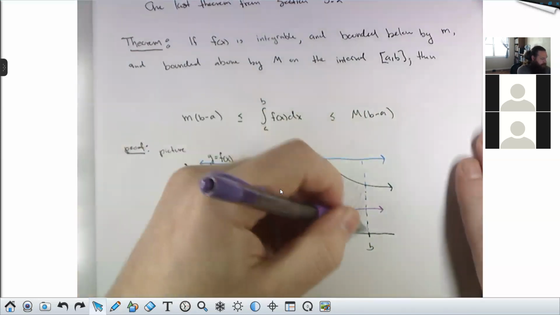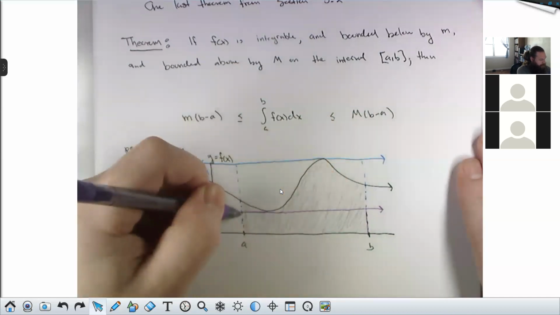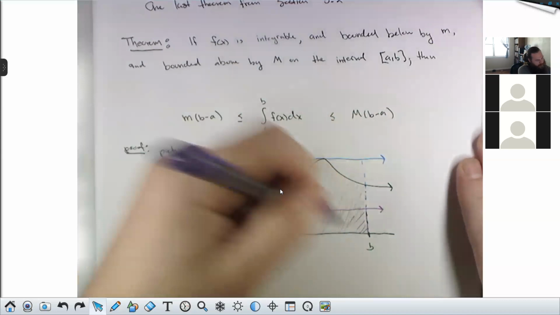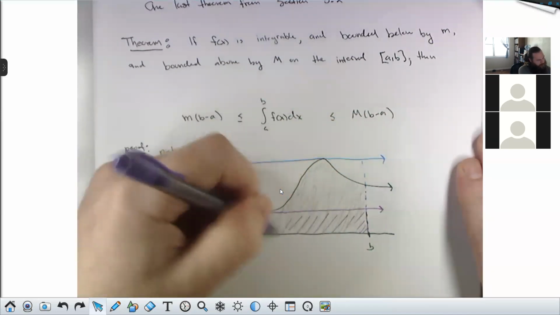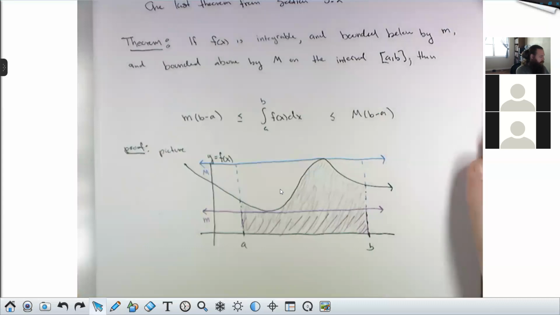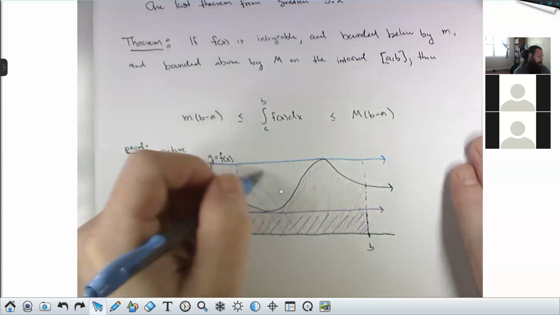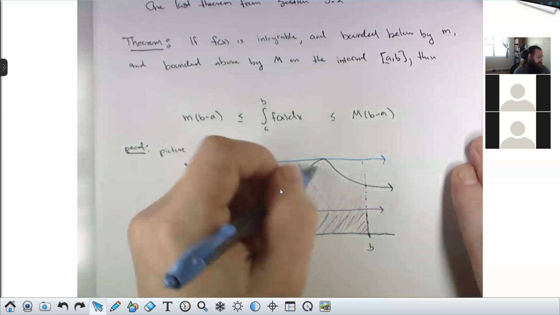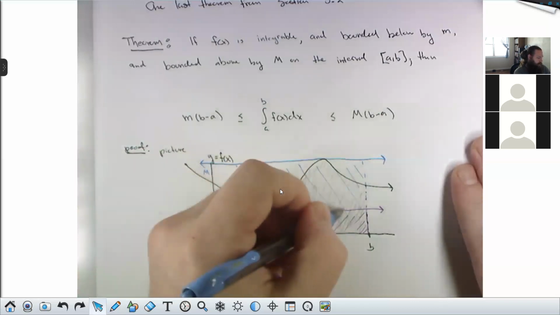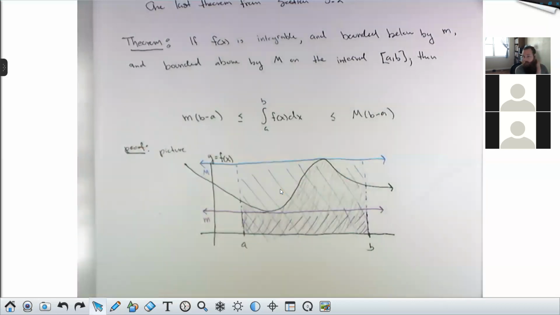I'm going to shade the area down here in purple. I'm going to shade the area underneath the blue function in blue. Loose definition of the word shade there. What we notice is that the purple area fits inside the pencil area, right? So the purple area has to be smaller than the pencil area.